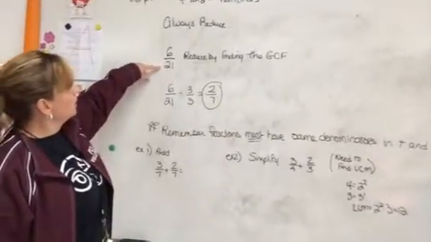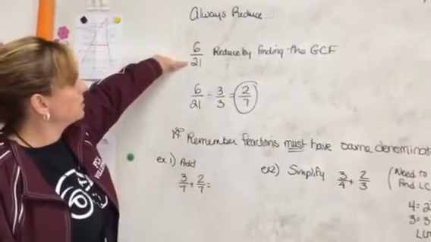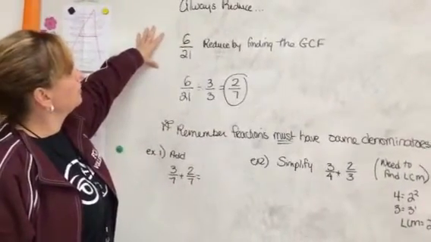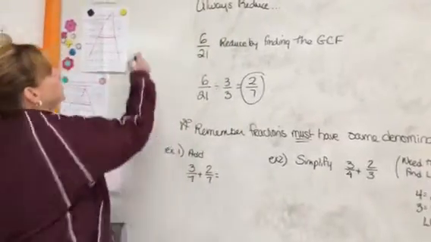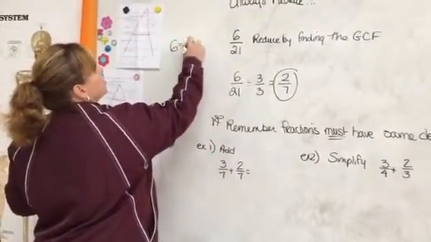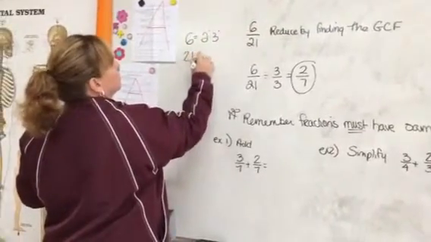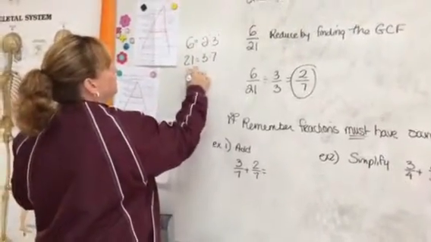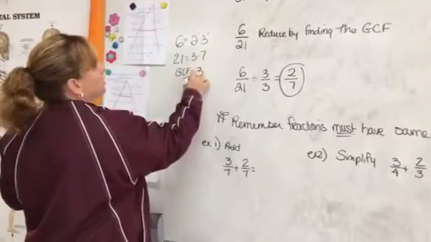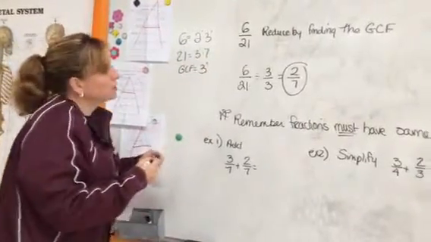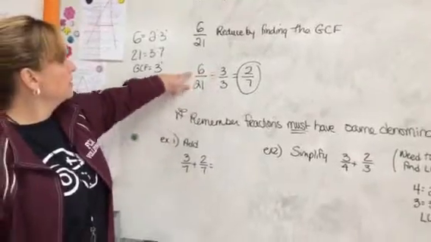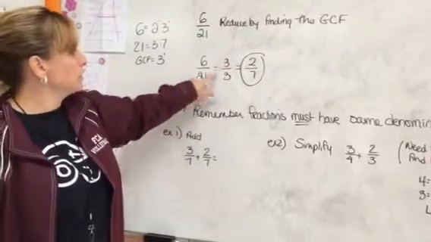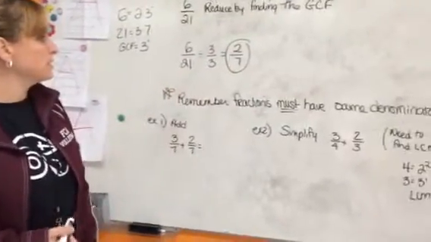6 over 21 just means 6 parts of 21 pieces. That's how much you have. That's what a fraction is. The way you reduce is by finding the GCF. So the GCF, if you did 6 out, you would get 2 to the first times 3 to the first. If you did 21 out, you'd get 3 times 7. And remember, the GCF is the base number with the highest exponent, so it's 3 to the 1. So you take the GCF and you divide by the GCF. This is all review. You should know how to reduce a fraction. 6 divided by 3 is 2. 21 divided by 3 is 7. So the answer would be 2/7.